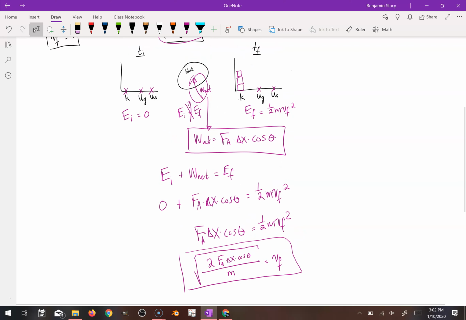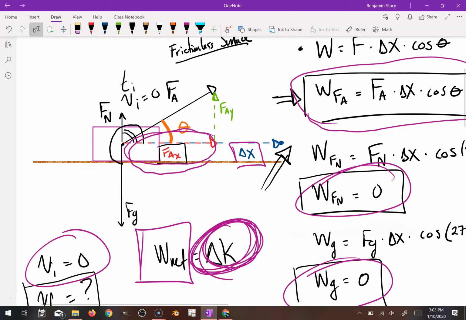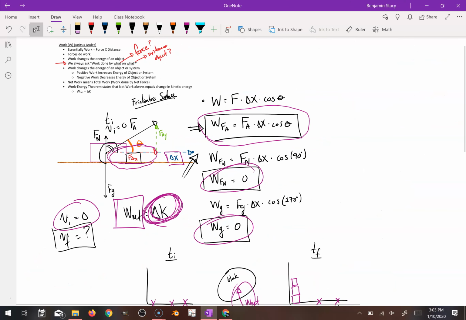So we've used a bunch of stuff here. We've used free body diagrams to think about the forces acting on the block. We've taken our new understanding of work and the mathematical definition of work to show exactly what work is done by each force: 0 by the normal force, 0 by the gravitational force, not 0 by the applied force FA.